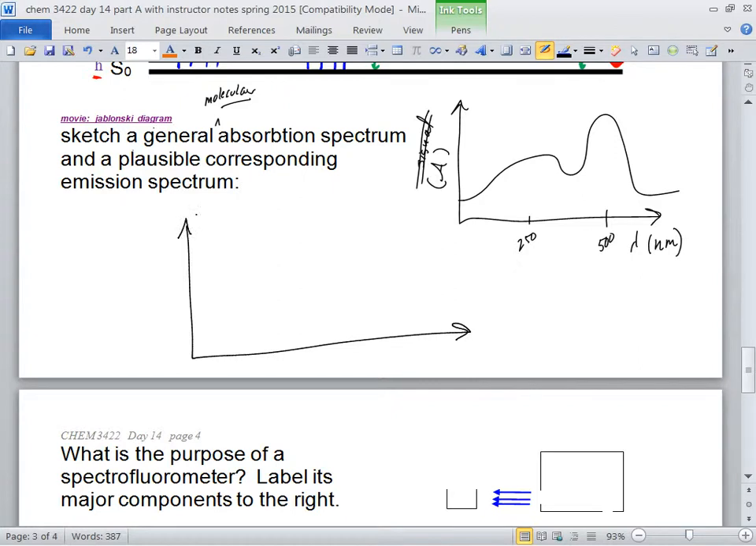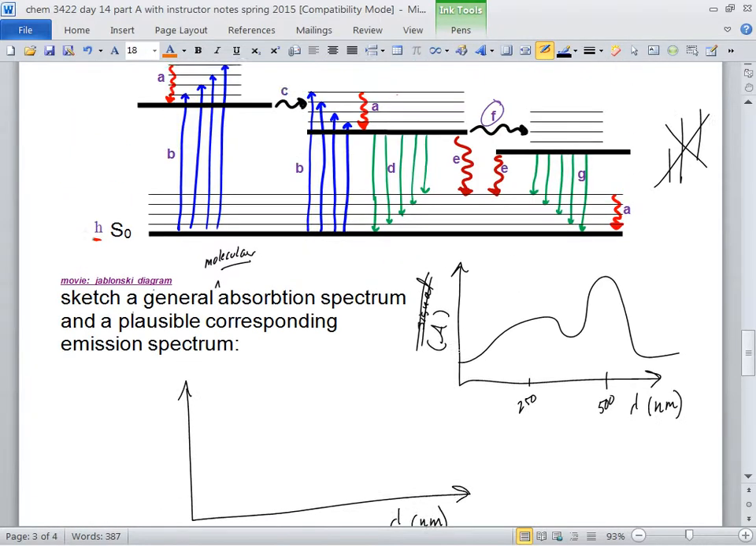Now, we haven't talked about even how to get an emission spectrum yet, but this will be wavelength down here again in nanometers. And we haven't talked about how to get an emission spectrum, but the point is it has to absorb energy, and then it's going to emit it, that molecule will.